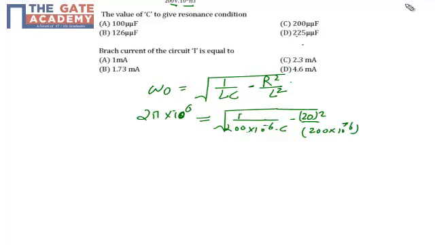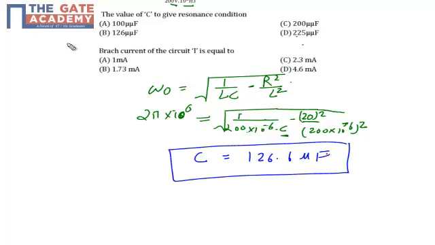You can see that it's a simple calculation. We already know the values of R, L and omega naught, so in this expression the only unknown is the capacitor C. We can easily calculate its value. By calculation, the value of C comes out as 126.6 microfarad. So for the first part the correct option is option B.